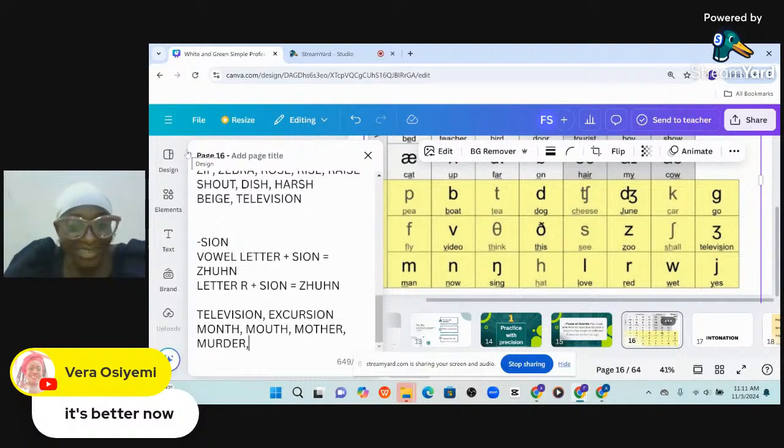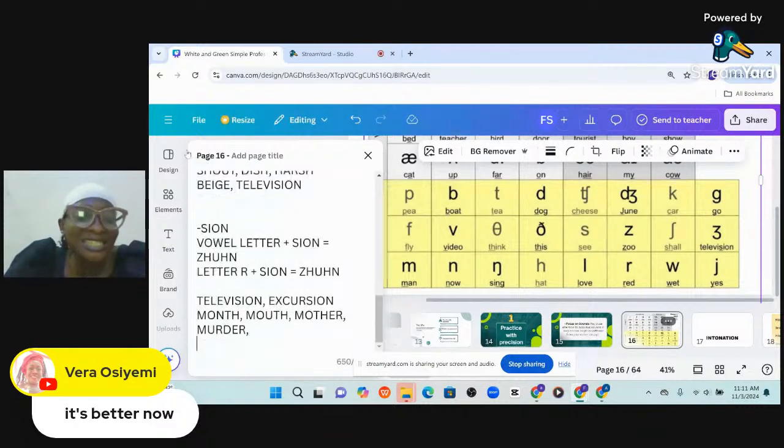Mother. It has th also. Stick out your tongue. Mother. Murder, not mother. So murder and mother do not have the same pronunciation. Mother, murder.